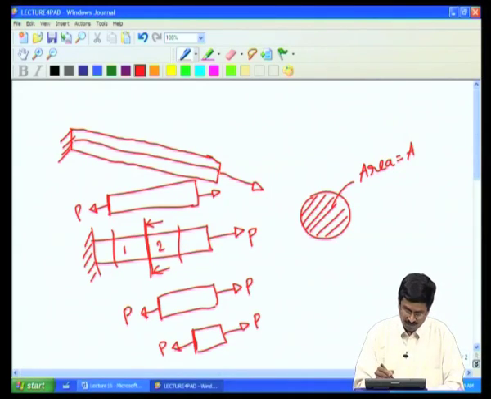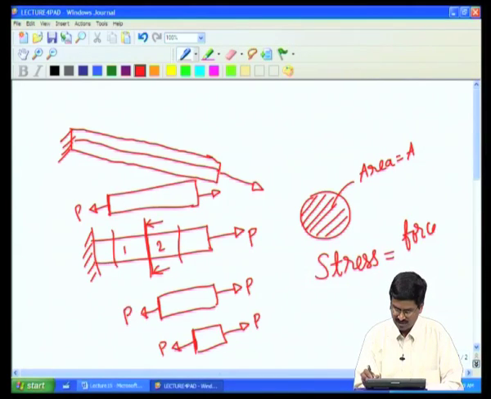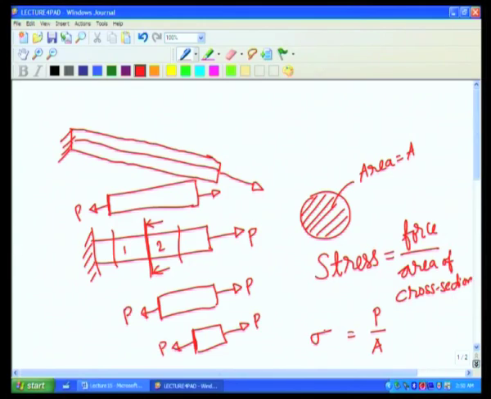We now define a concept of stress, because a bar that is under some loading is going to experience some stress. That stress is defined as force per area of cross section. So, the force we have applied is P and the area of cross section is A, and the symbol that we use for stress is sigma. So, sigma is a stress which is force per unit area. If I take force divided by area of cross section, I get the stress.